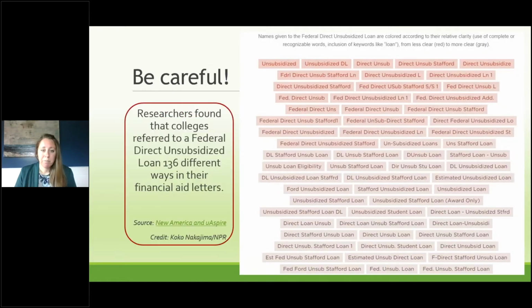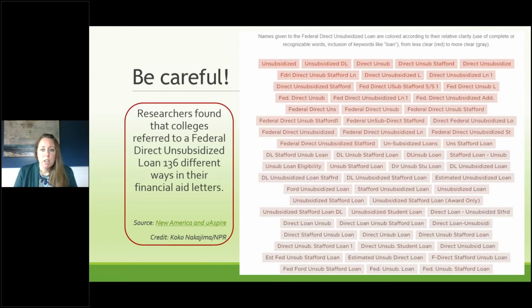And on top of that, to make things even more confusing, there are a lot of ways that colleges and universities refer to a federal direct unsubsidized loan. So an unsubsidized loan is the loan that pretty much all students qualify for once they complete their verification. And an unsubsidized loan is a loan that accrues interest right away. The interest doesn't wait or isn't paid otherwise. It accrues interest right away, usually at a lower rate than bank loans.